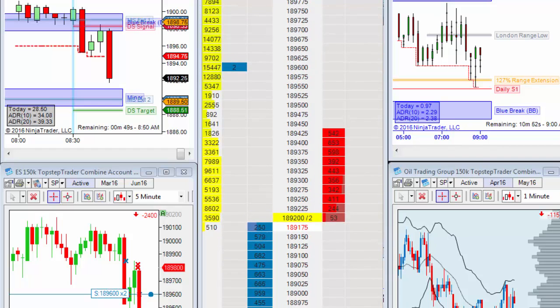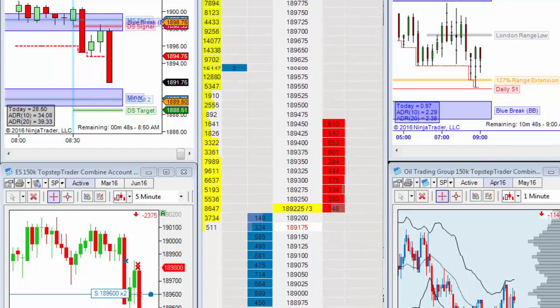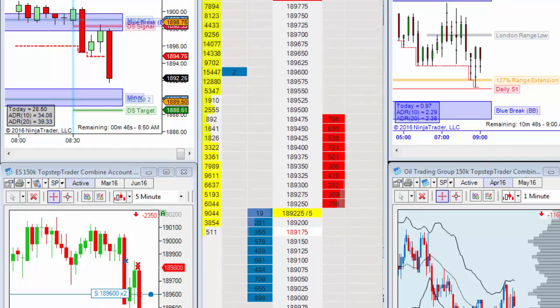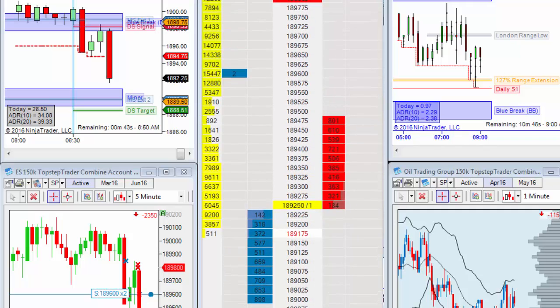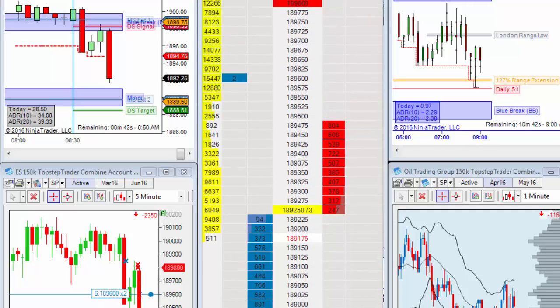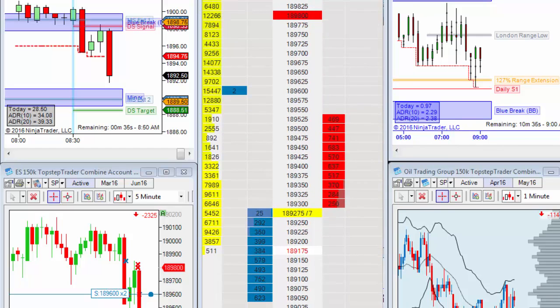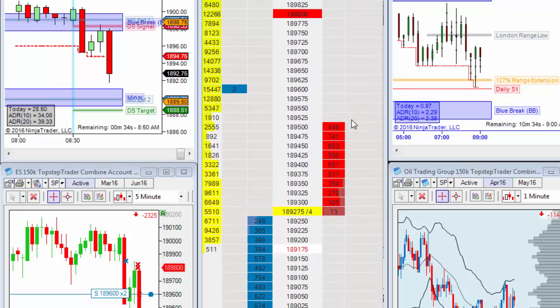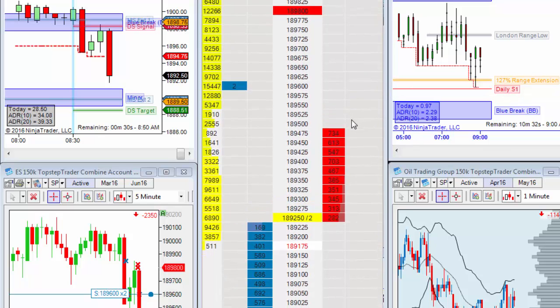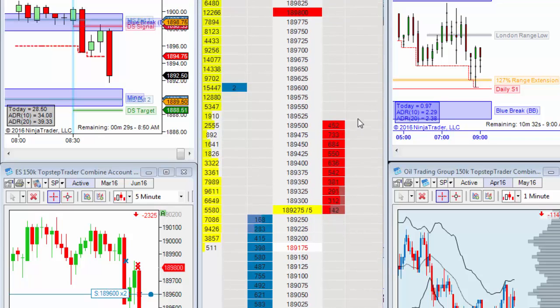Trying to push through new lows here. That's right on top of that 70.5. And you've got liquidity stacked up all the way down to 1890. Like I said, that might be all you get. That very well could be all you get. We hit a double bottom at the low here now on the 5-minute chart.